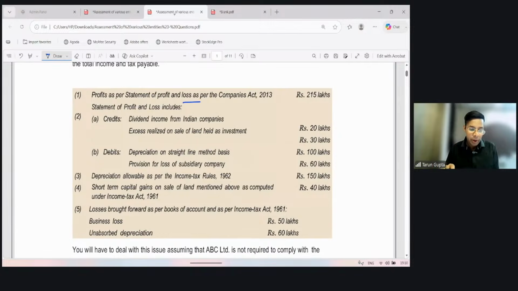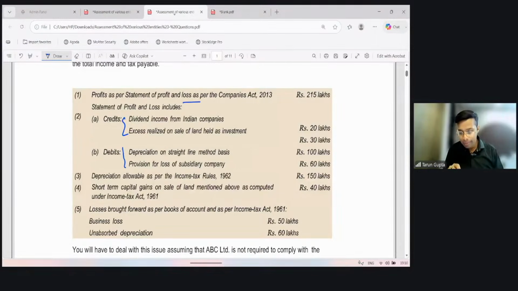Okay. So profit as per the statement of profit and loss account is 215 lakh. The statement of profit and loss account includes credits. So these entries are credited in the P&L account: dividend income 20 lakh, and excess realized on sale of land held as investment. So there is a sale of land during the year, and there is an accounting profit of 30 lakh, which is credited in the P&L account on account of such sale.